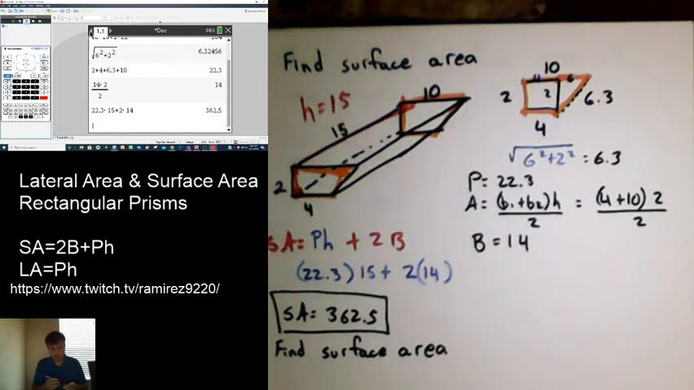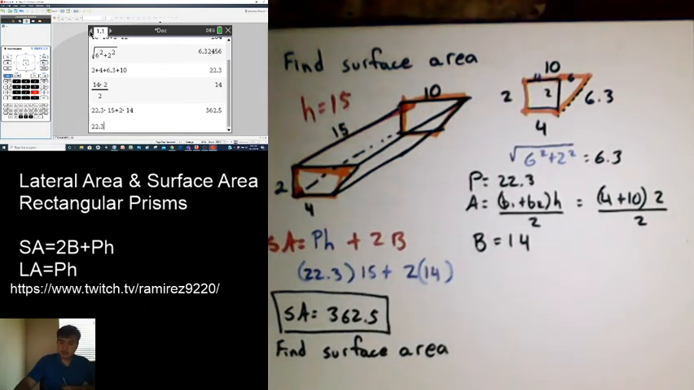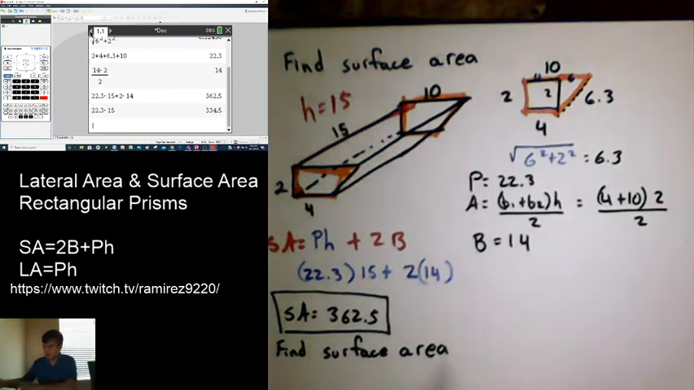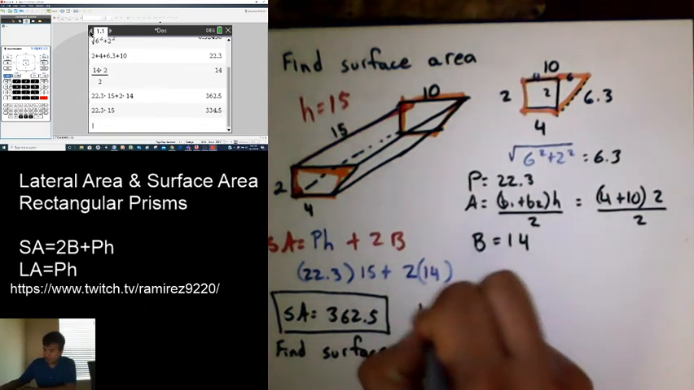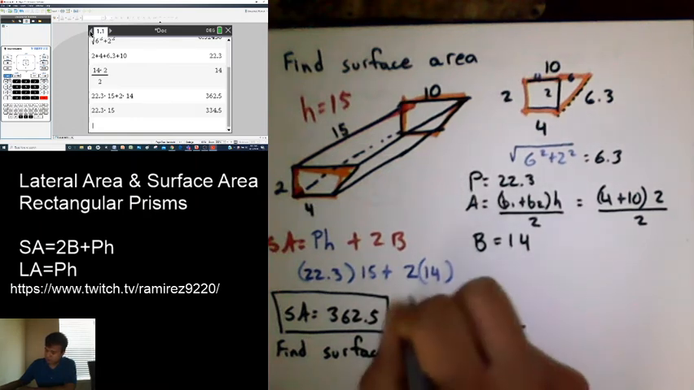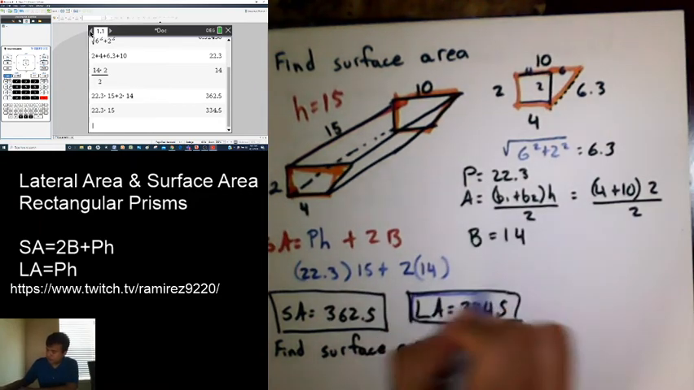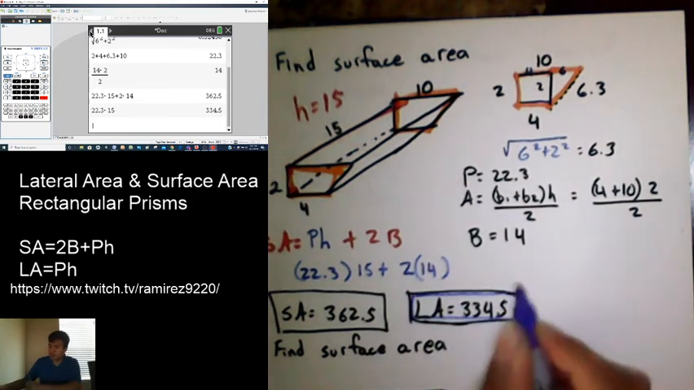If for some reason, guys, they were asking for the lateral surface area only, keep in mind it would just be this part. So 22.3 times 15. My lateral area would only be 334.5. So again, depending on what they're asking for, just make sure you know what the difference is.